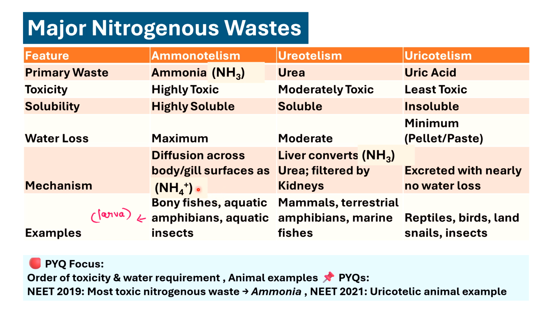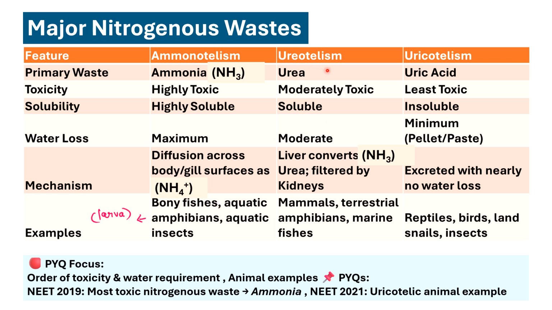Now here there's a catch. When I say aquatic amphibians, you know they can stay both in water and land. For example, frog. If you see the larval stage of the frog that lives in water, that's why in larval form, the frog has to release the byproduct in the form of ammonia. That's very important from exam perspective.